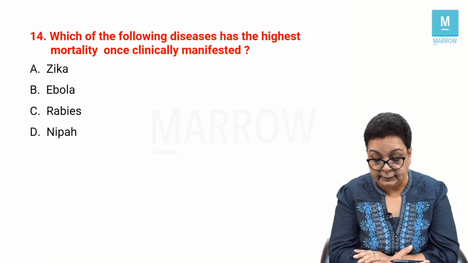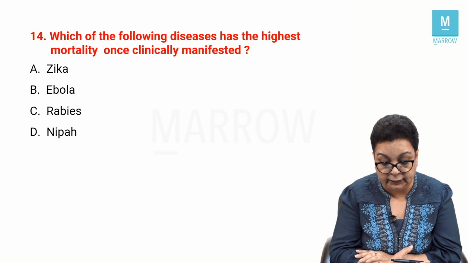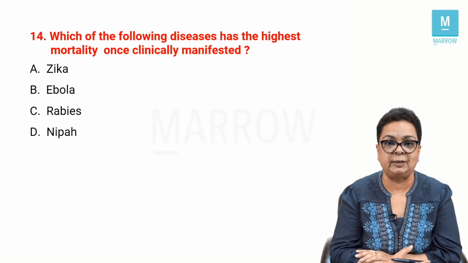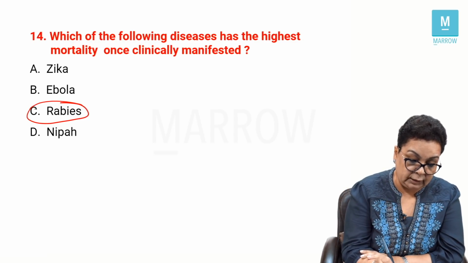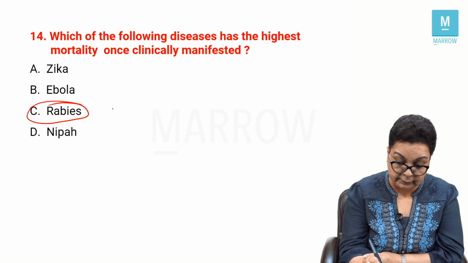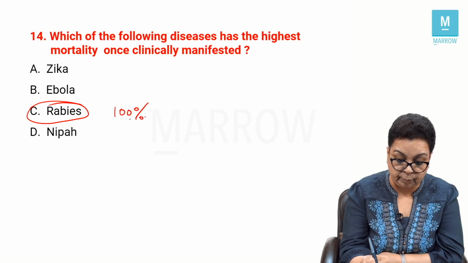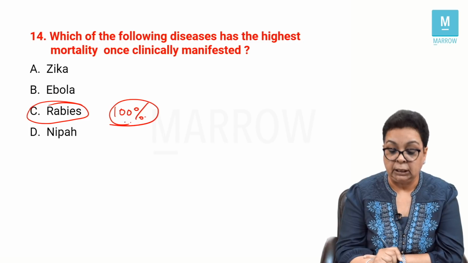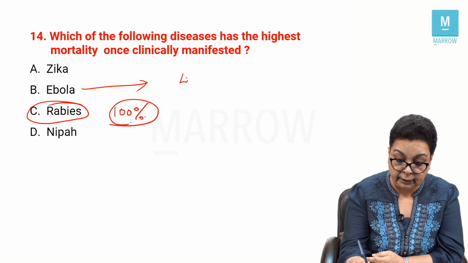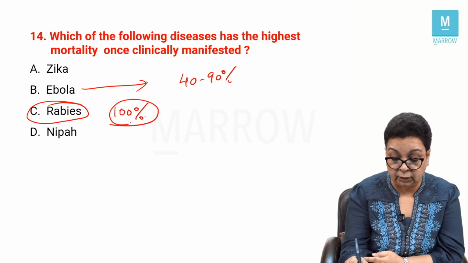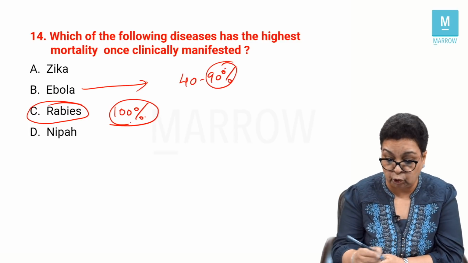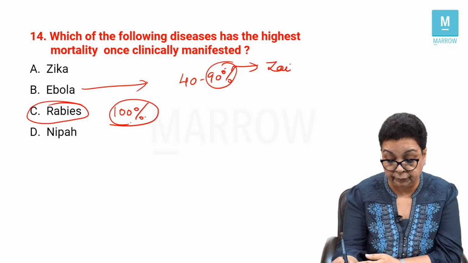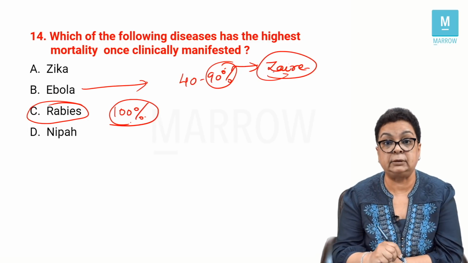Which of the following diseases has the highest mortality once clinically manifested? So easy. Rabies. Once the patient develops the disease, it has 100% mortality. Ebola as high as 90%. Which is the Ebola species which is associated with maximum mortality? The Zaire one. Zaire Ebola virus.